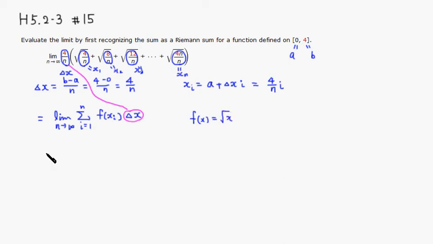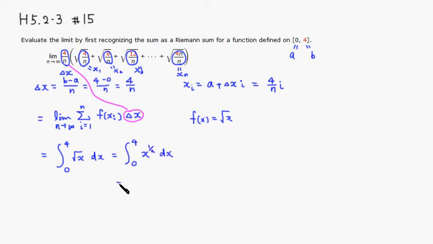So this is going to be an integral from 0 to 4, because a is 0 and b is 4, of the square root of x dx. Then we can easily evaluate this just like the one we did in number 12, which is very similar. It's from 0 to 4 of x to the 1/2 power dx.